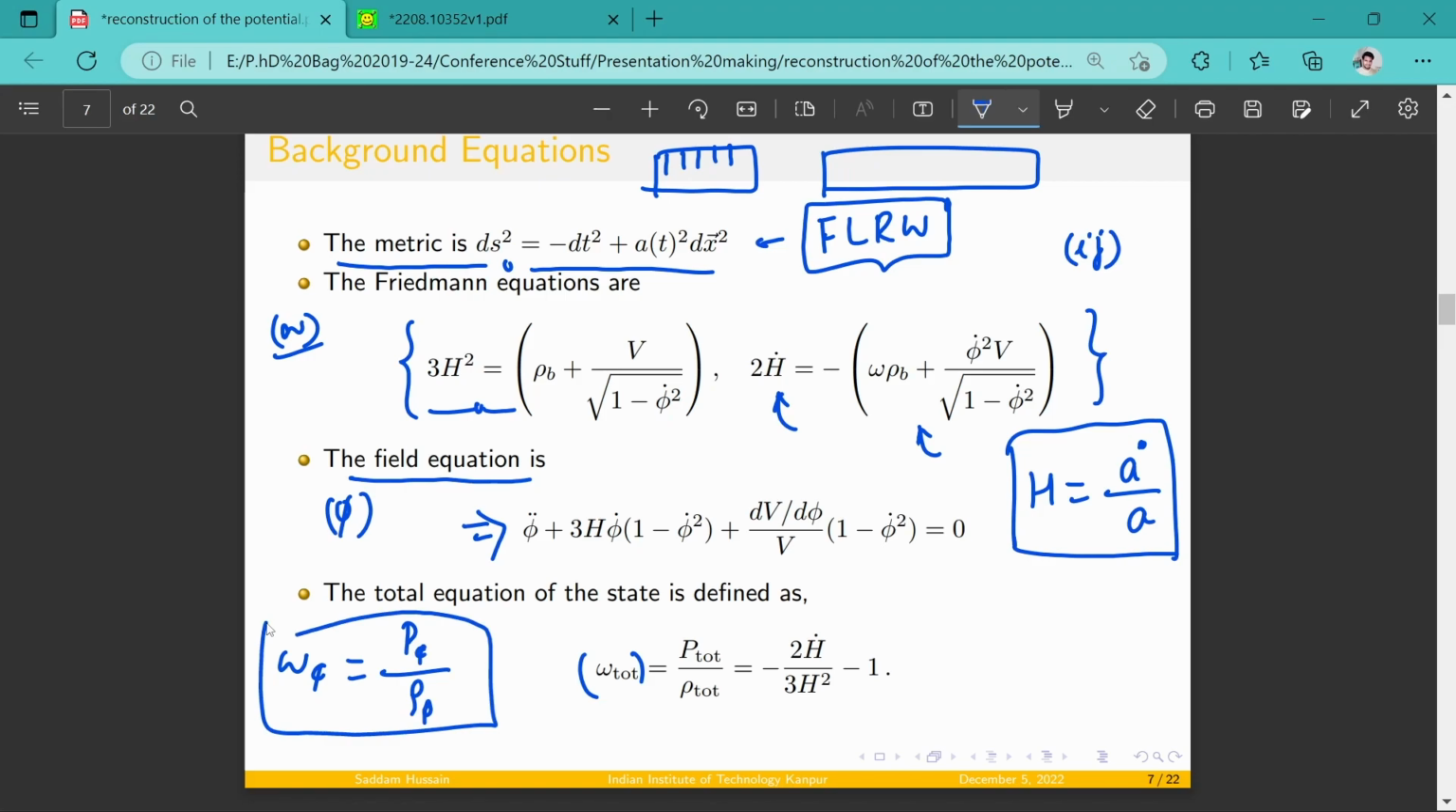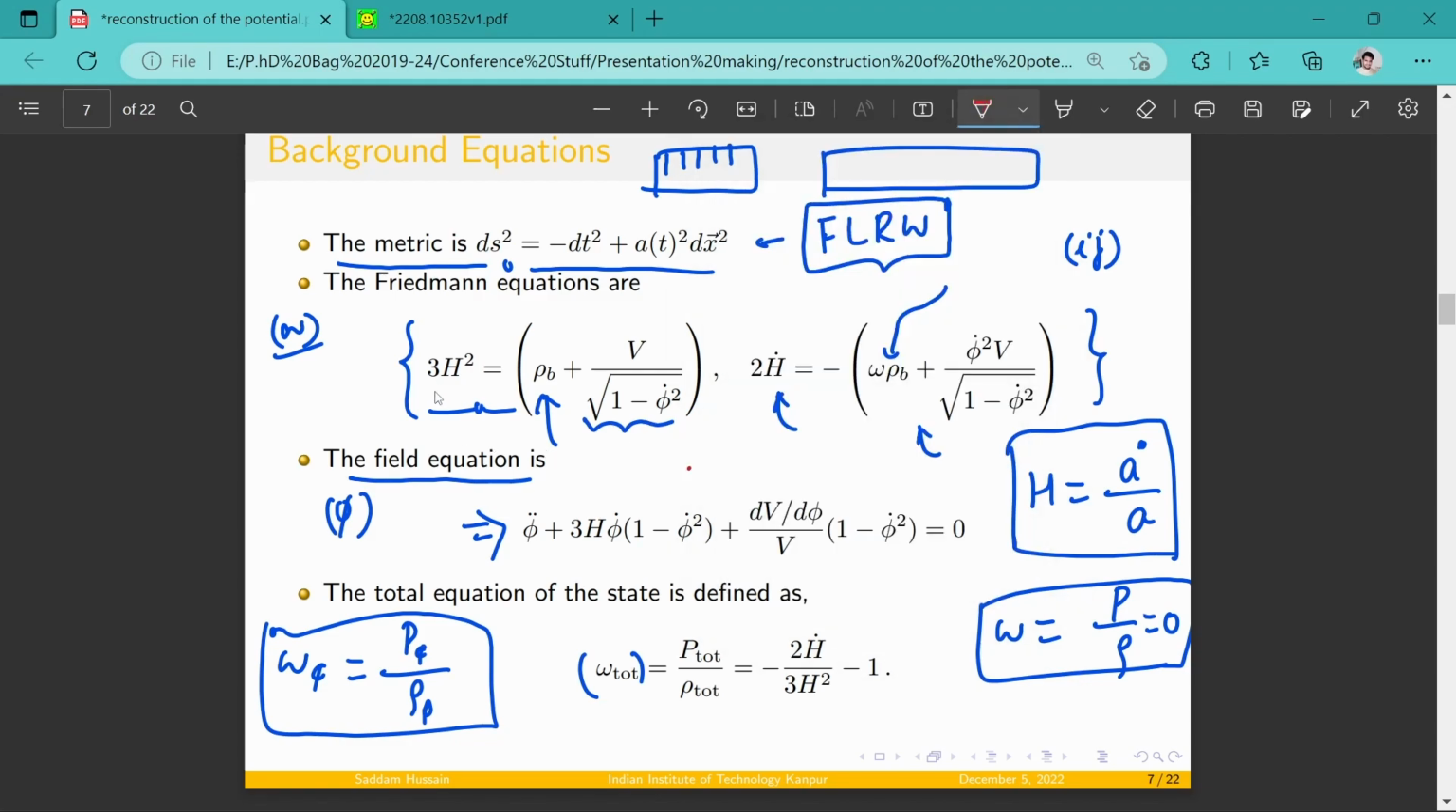So this is the equation of state of the field, and on the other hand, we have the equation of state of the fluid, that is P over rho, which we have already denoted here as omega into rho of B. Now we have already assumed here that the background fluid is pressureless, therefore the equation of state of the background fluid is 0. So 2H dot is equal to minus phi dot square, V over square root. Now this 3H square is proportional to the energy density of the field, therefore this is the energy density of the fluid, as well as this is the energy density of the field.